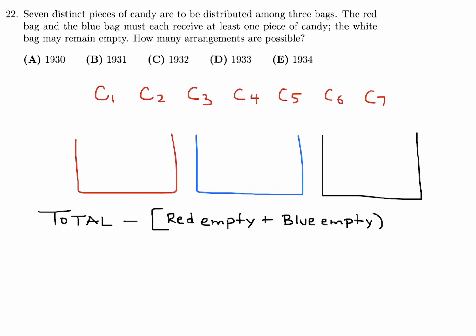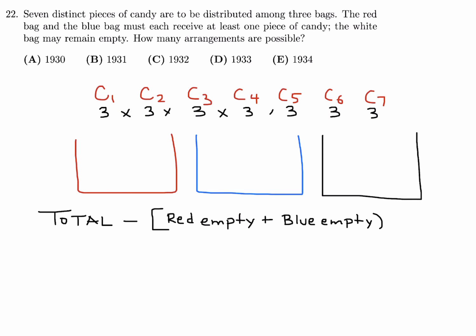First, let's talk about the scenario where there's no restrictions. So you can put the candies anywhere. If that is the case, for candy number 1, I have 3 choices, either the red bag, the blue bag, or the white bag. For candy number 2, I have again 3 choices, and similarly, there will be 3 choices for every single one of these candies.